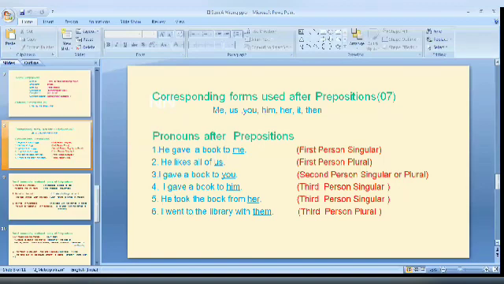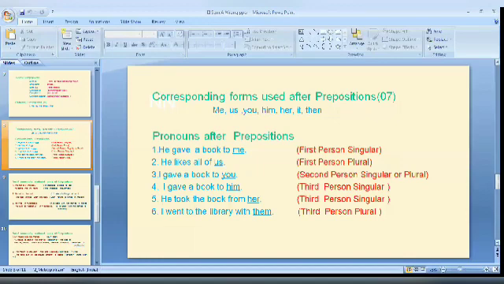Corresponding forms used for prepositions. When we use these prepositions, the corresponding forms of these persons are me, us, you, him, her, it, and them. We will see the examples. Pronouns after prepositions. He gave a book to me.